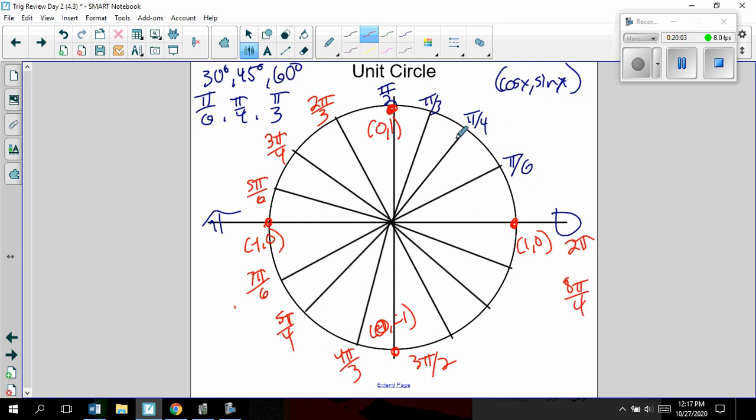So if I want to go back a fourth, this would be 7 pi over 4. If I want to go back a sixth, I would think of this as 12 pi over 6. I take a sixth away, so this is 11 pi over 6. Again, I want to take away a third. 2 pi is 6 pi over 3. Taking away a third, this would be 5 pi over 3. Okay, that is a lot of information.